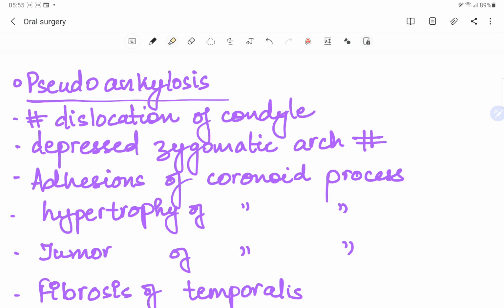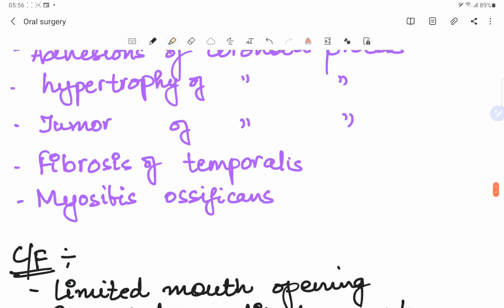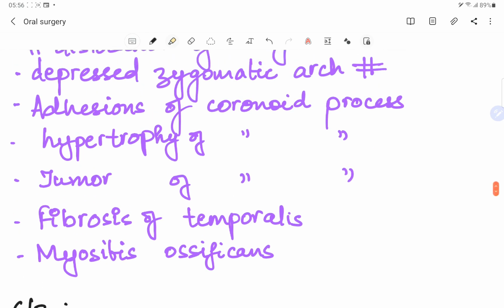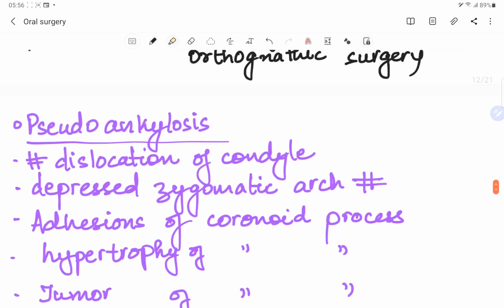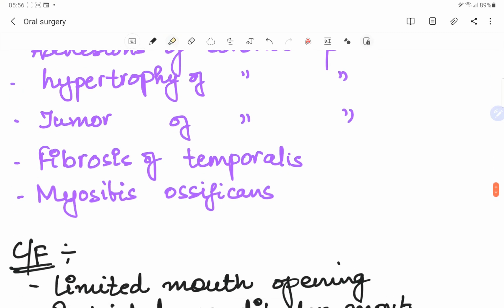Suppose there is hypertrophy of the coronoid process, that can also lead to ankylosis, or a tumor of the coronoid process, or after a fracture of the zygomatic arch, or dislocation of the condyle, or fibrosis of the temporalis muscle, or if the muscle becomes very stiff, like in myositis ossificans, the patient won't be able to open the mouth, so it will also be a pseudoankylosis. So in case of ankylosis, we have covered the true and the pseudo.